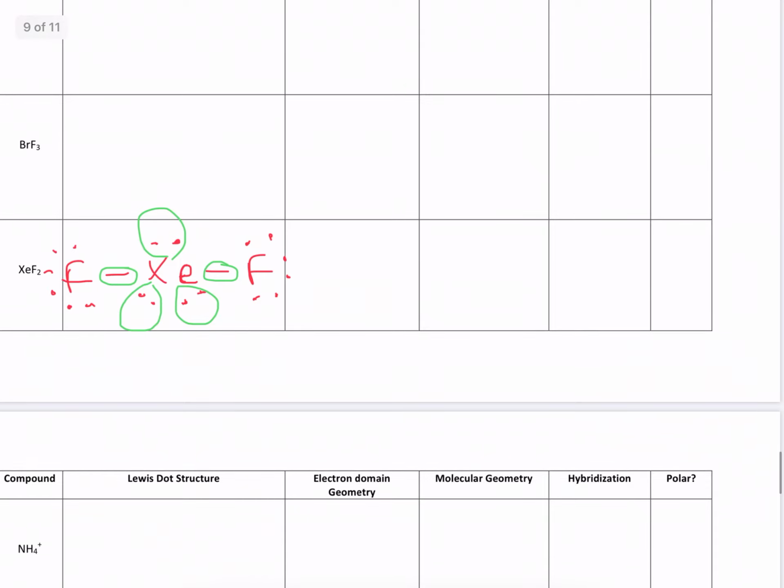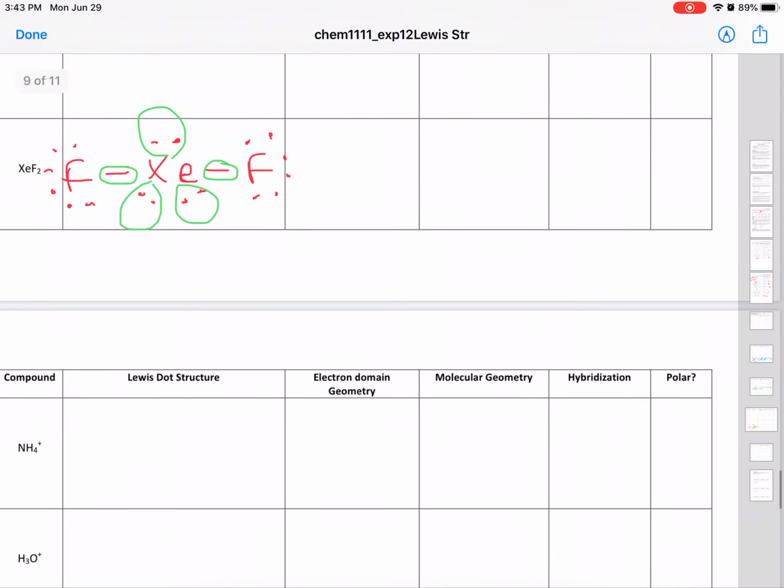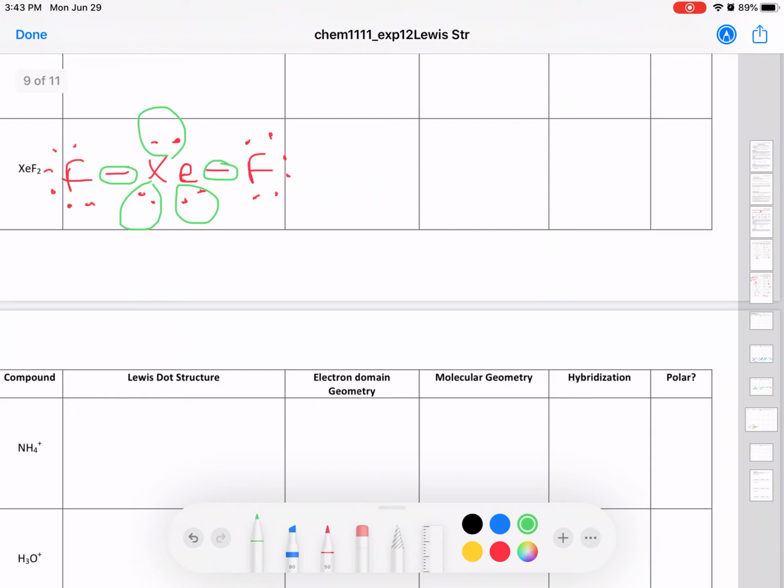So this electronic domain geometry would be trigonal bipyramidal, and then the molecular geometry would be linear. And then the hybridization for 5 groups is going to be sp3d. And then the polarity, what do you think about the polarity?